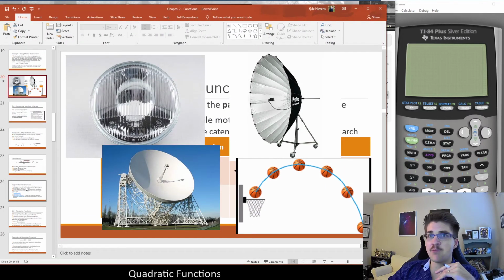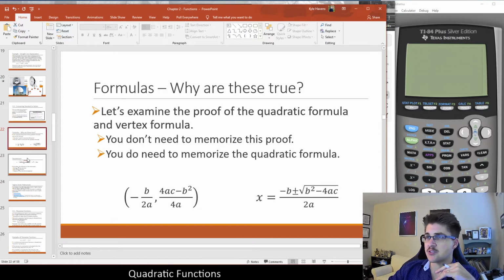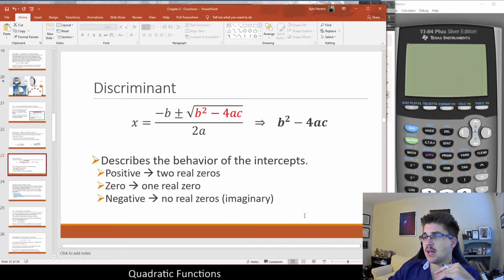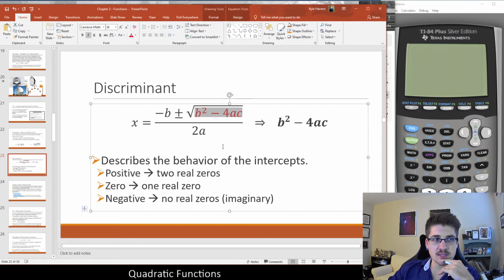And actually, before I begin, I wanted to return to the lecture slides and talk just a little bit about the quadratic formula and its position. One thing I wanted to review about the quadratic formula is the component which we refer to as the discriminant.